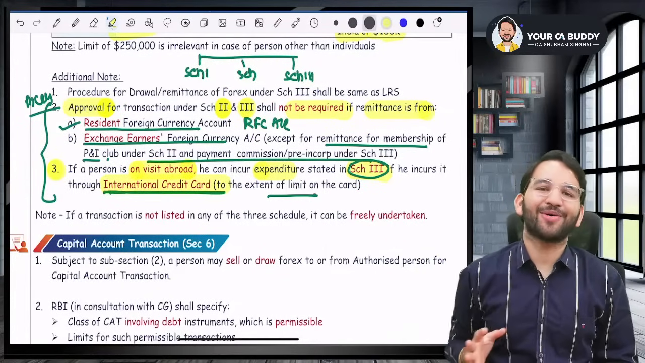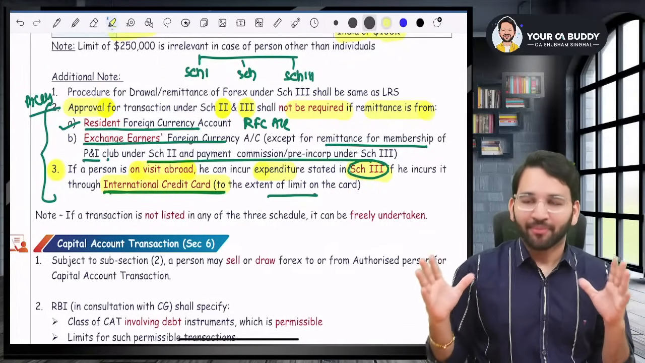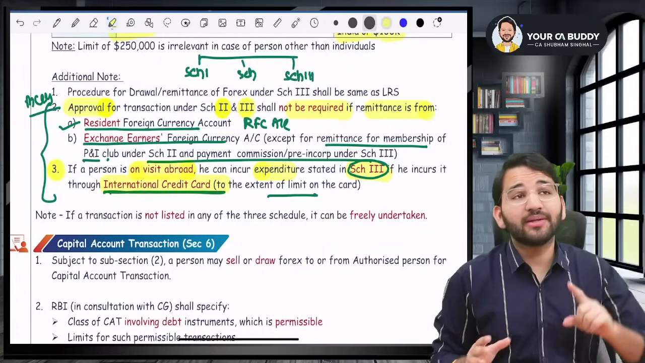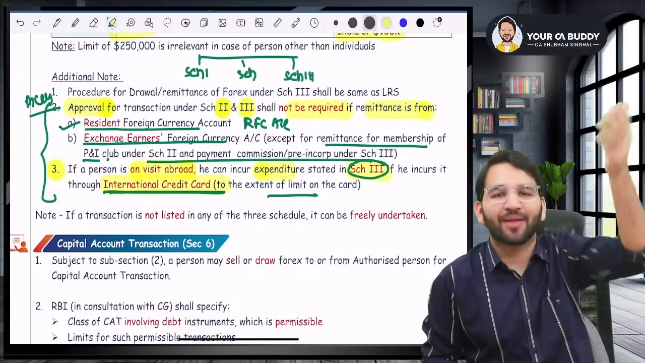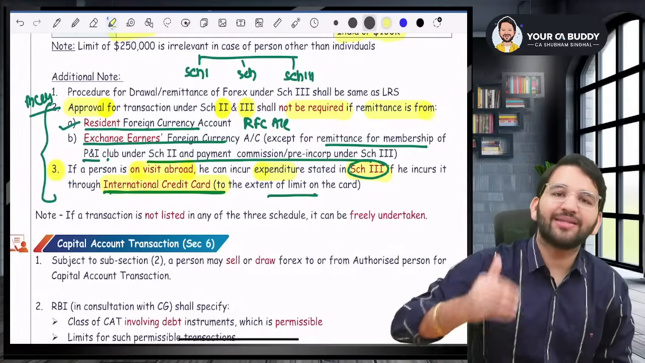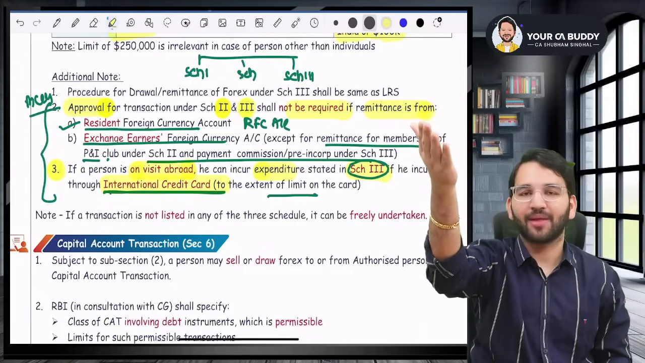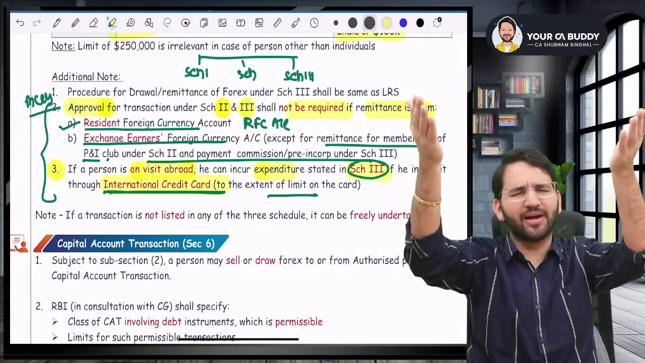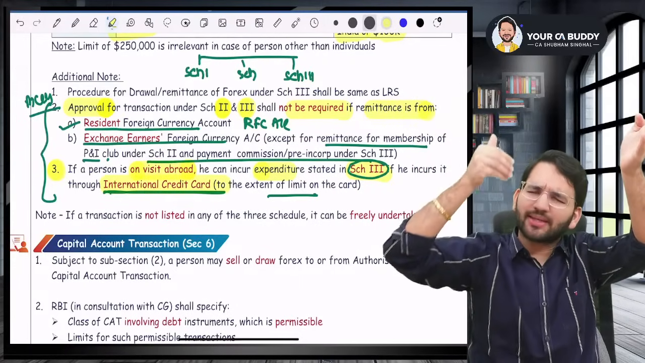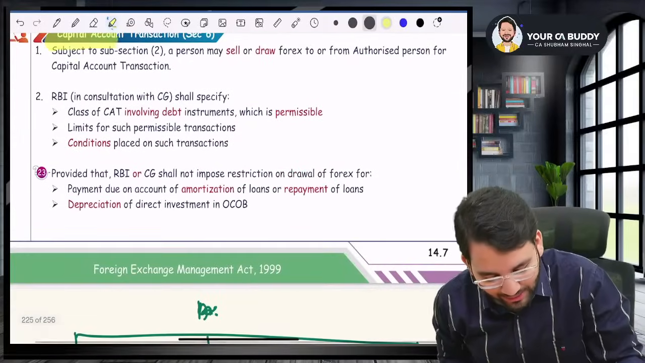Sir, what about capital account transaction? Sir, capital account transaction means any transaction which alters the position of asset or liability, including contingent liability outside India for a PRI, or contingent asset or liability in India for a PROI. So for a PRI, it alters asset or liability outside India. For a PROI, it alters asset or liability in India. Okay, then in that case, it becomes a capital account transaction.